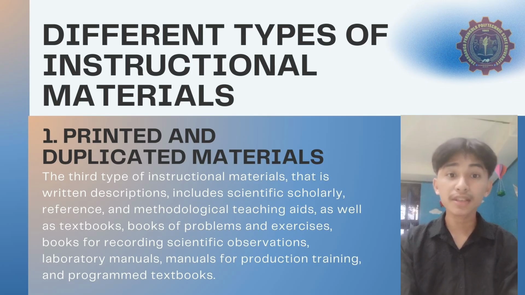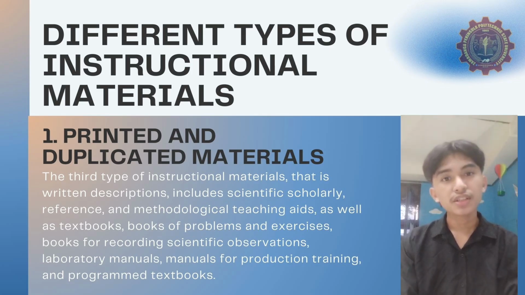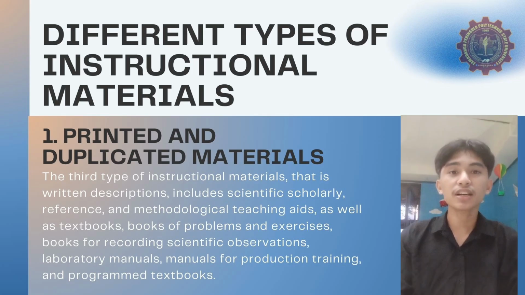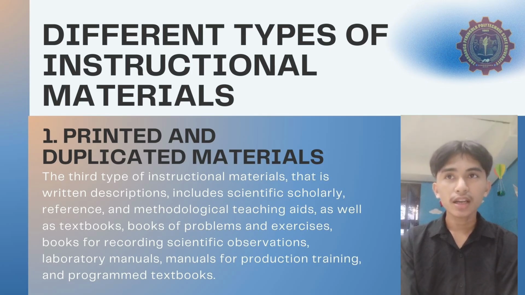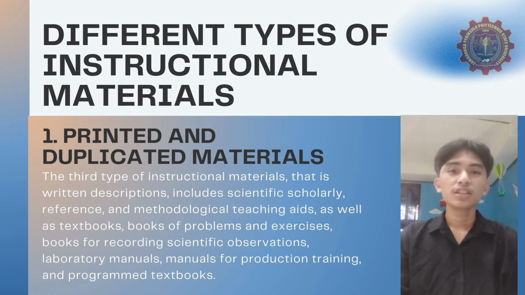Okay, printed and duplicate material. This type of instructional material is a written description that includes scientific, scholarly, reference, and methodological content. So when you say printed material, it provides handouts. Examples are flyers, worksheets, and test papers. When you say printed, it is using technology like a printer, and when you say duplicate, it is a double copy.